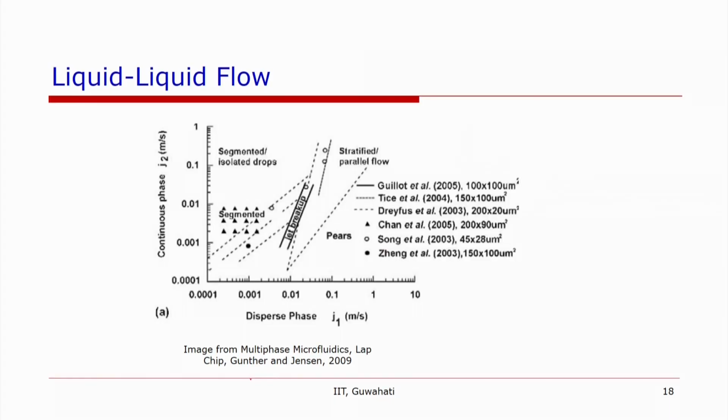Gunther and Jensen, in their work, have put together the flow regimes from different researchers in different channel sizes, and they observed segmented isolated drops, or segmented Taylor kind of flow, or stratified or parallel flow, and pear-like shapes. This flow regime map they have drawn with dispersed phase and continuous phase as the coordinates of the graph.